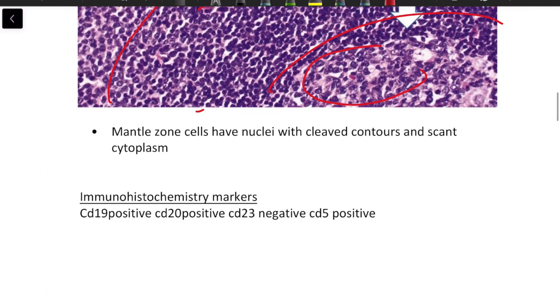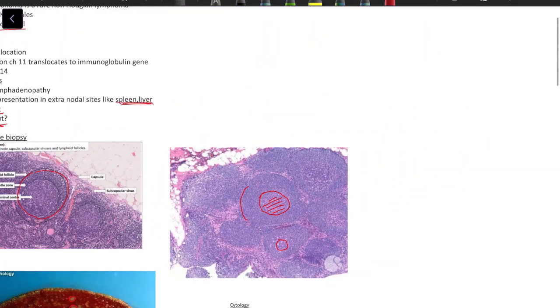Now what are the immunohistochemistry markers? The cell will be CD19 positive, CD20 positive. Obviously it is a B cell. But I told you about the mantle B cells, and they are CD23 negative. Why are they CD23 negative? Since they have been selected for antigen, the antigen they are presenting is not a self antigen, so they are CD23 negative and CD5 positive. But when they go into the germinal center, they become both CD5 negative and CD23 negative, which I have talked about in my previous lectures.